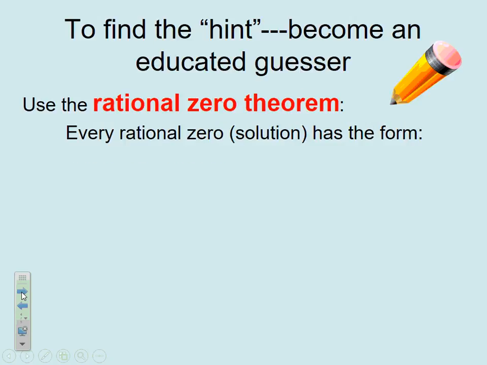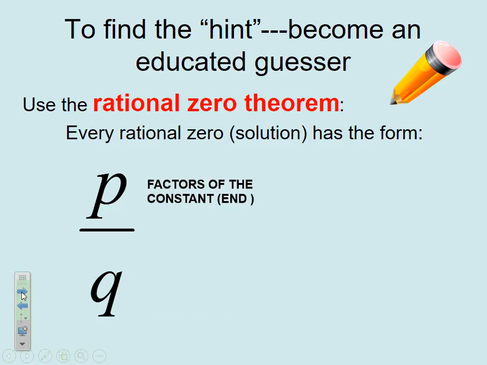We need to find that hint that I gave you the other day and become very good educated guessers. So we're going to use the rational zeros theorem. Every rational zero solution has a form, P over Q. So that's what we're going to be using. P is the factors of the constant, so that's the end number.